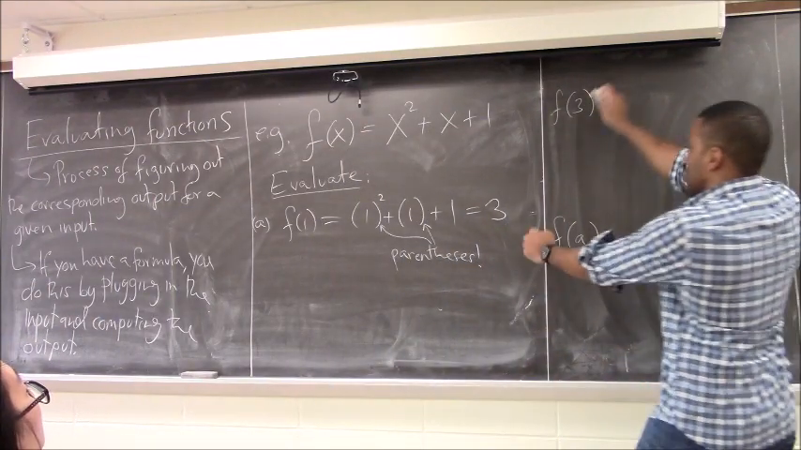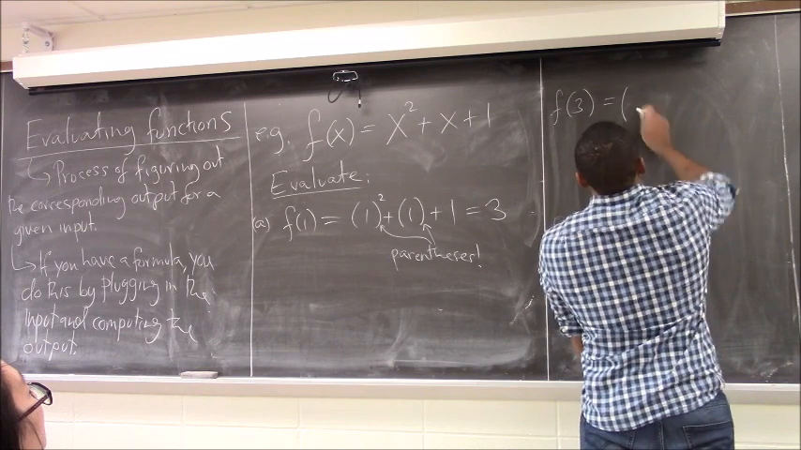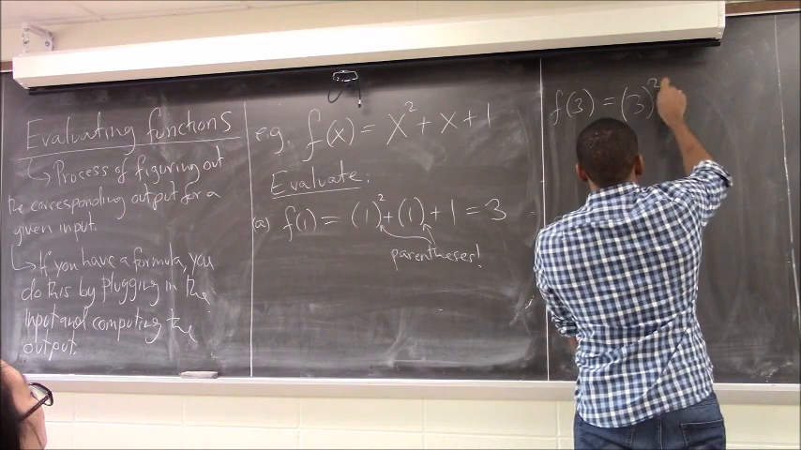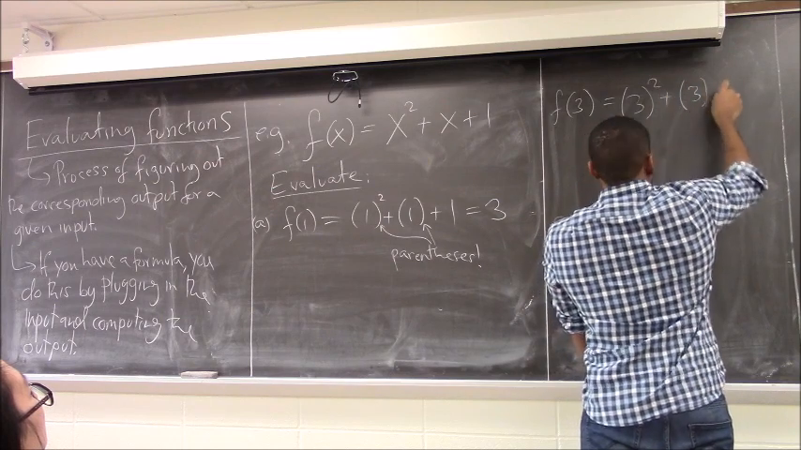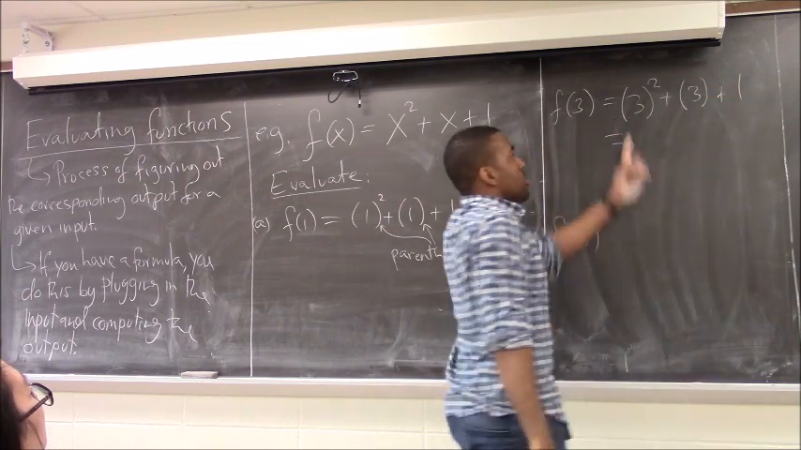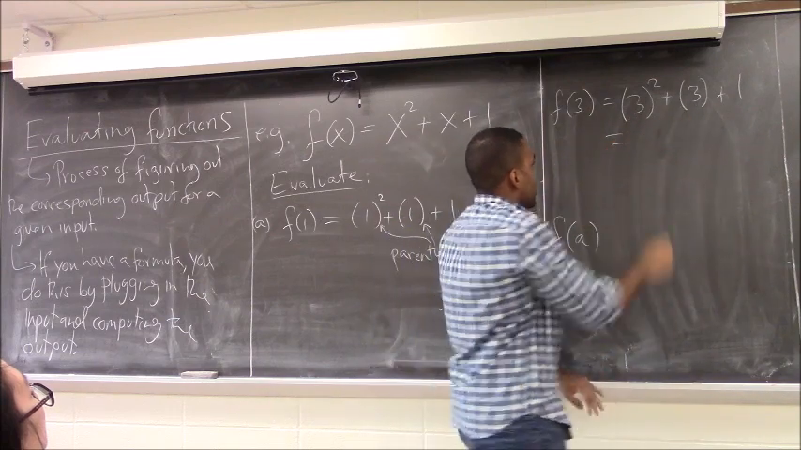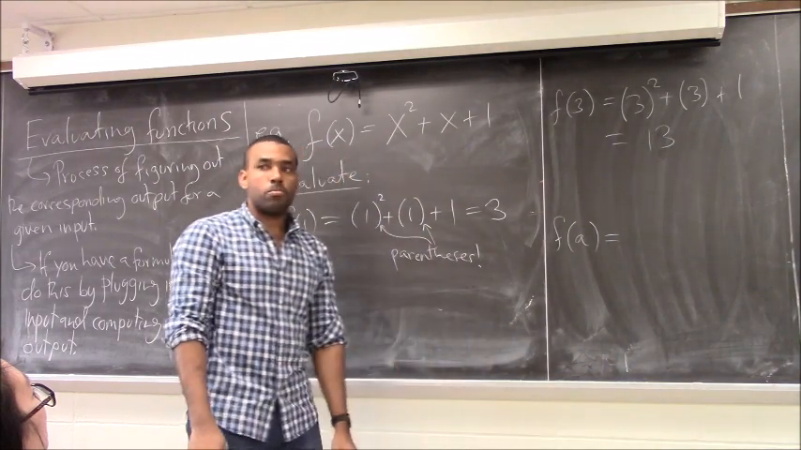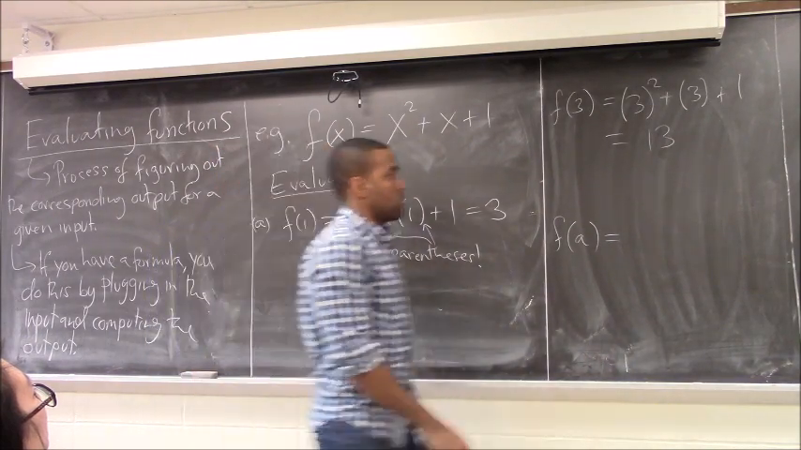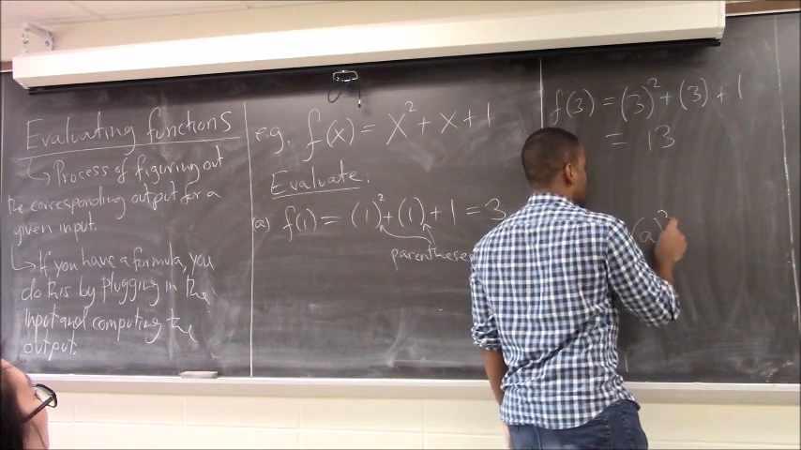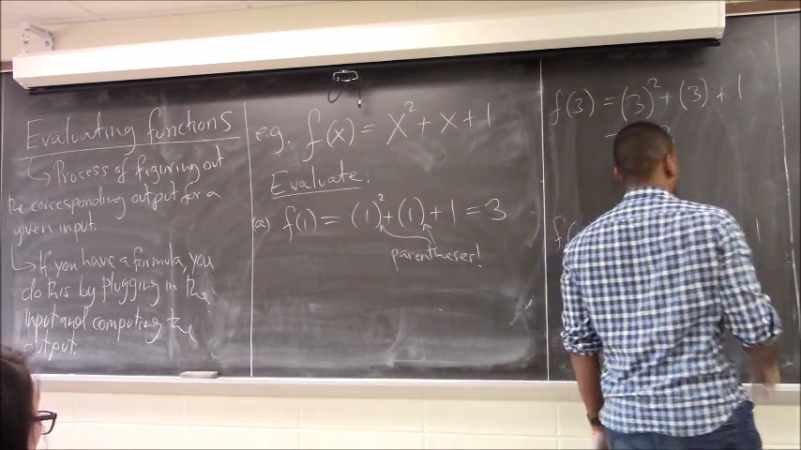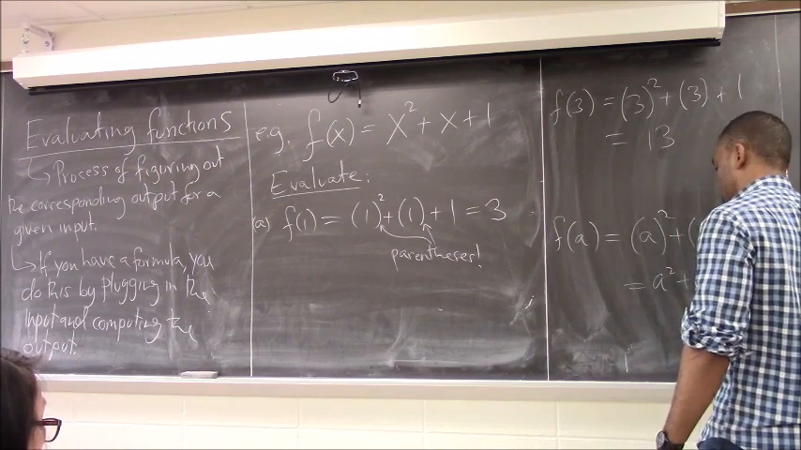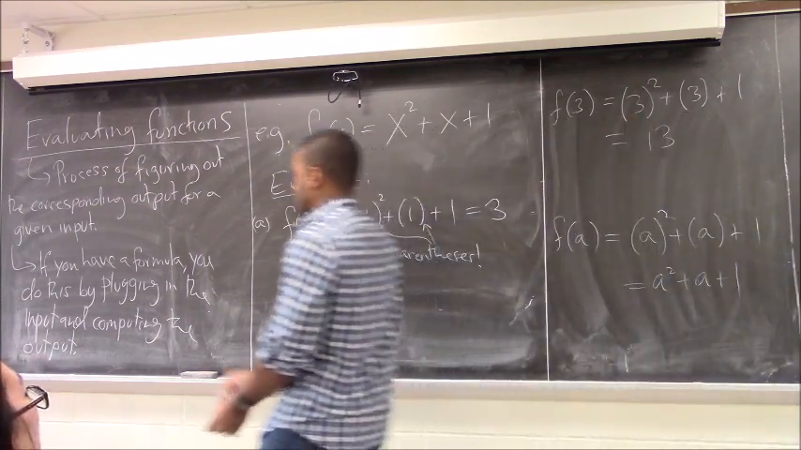What about f of 3? 13. Jeez, don't skip on me. What do I do? Plug in the 3. Put the 3 for the x. So that would be 9 plus 3 is 12 plus 1, that's 13, lucky number. What is f of a? Again, just replace the x with a, so it's a squared plus a plus 1.